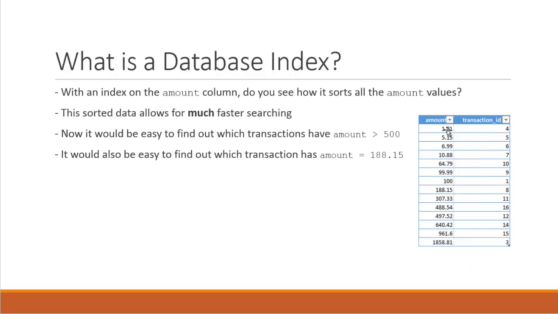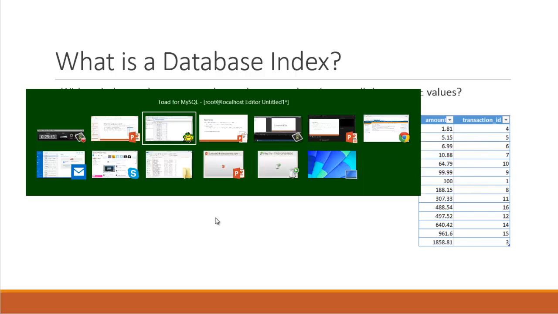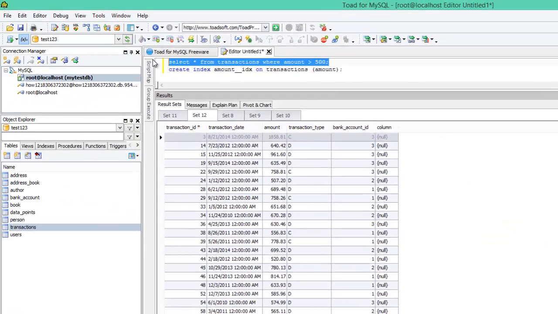But when we ran our query for the range selection, so this query up here, we are saying select star from transactions.